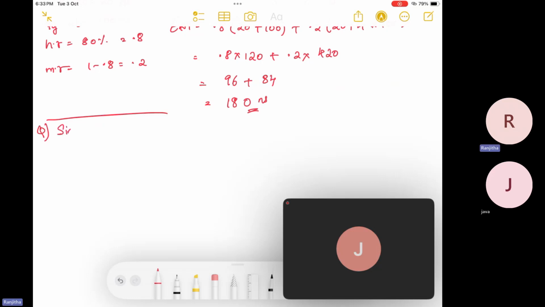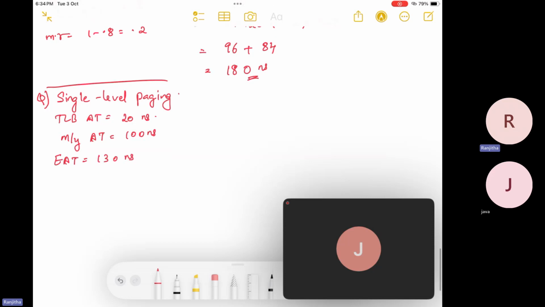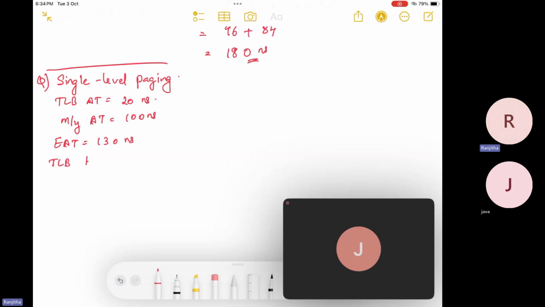Here we are considering a single level paging. TLB access time is given as 20 nanoseconds. Physical memory access time is given as 100 nanoseconds. Now they have also given EAT, that is expected access time, 130 nanoseconds. Now we have to compute the TLB hit ratio. What is the TLB hit ratio?